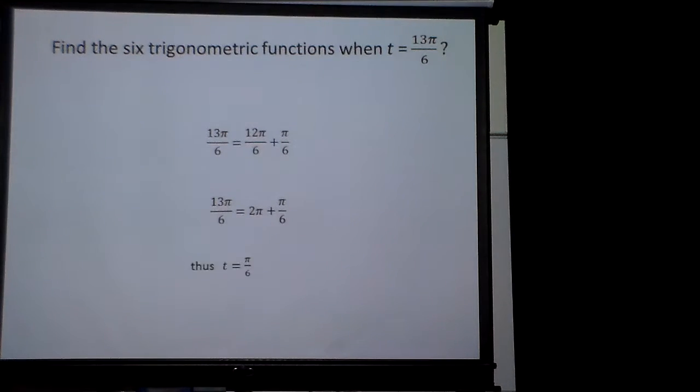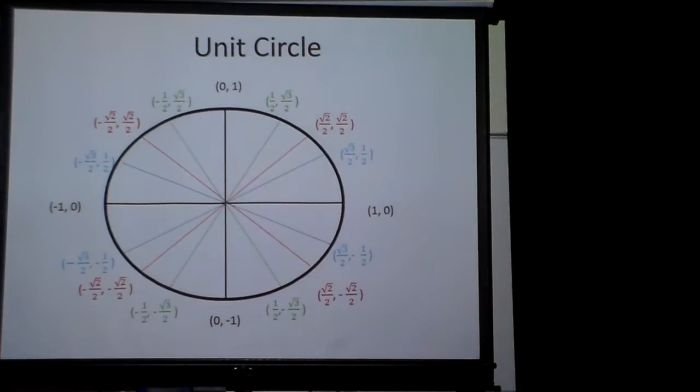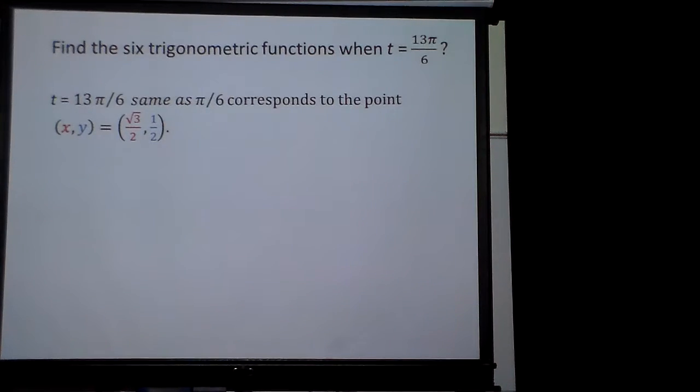So that's real important. That's my t would be what? 13 pi over 6 is the same thing as pi over 6. And where's pi over 6? Right there. 13 pi over 6 and pi over 6 are coterminal. So my point's going to be what? Square root of 3 over 2 for x and 1/2 for y.